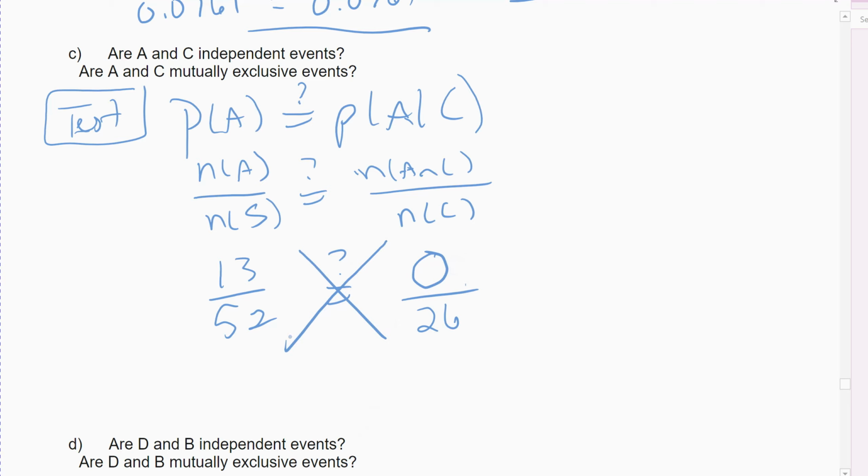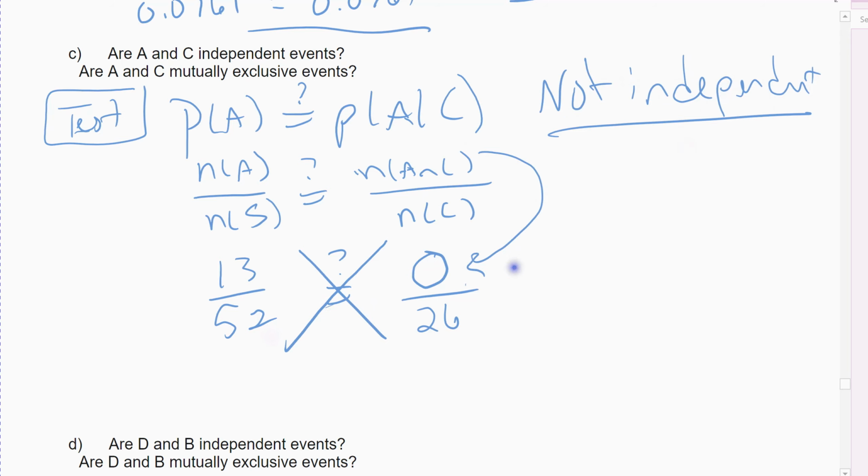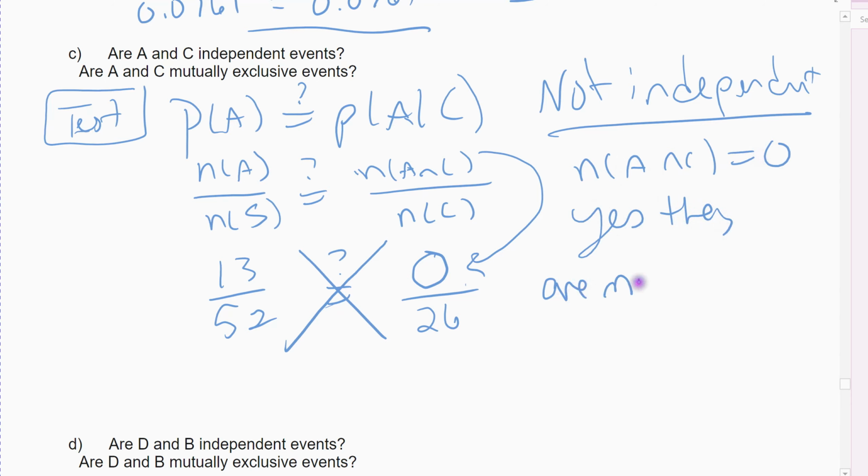They're dependent. Yes to mutually exclusive. And so they are not independent, because those don't match. And because the number in A and C is 0, yes, they are mutually exclusive. So, no to independence, yes to mutually exclusive.